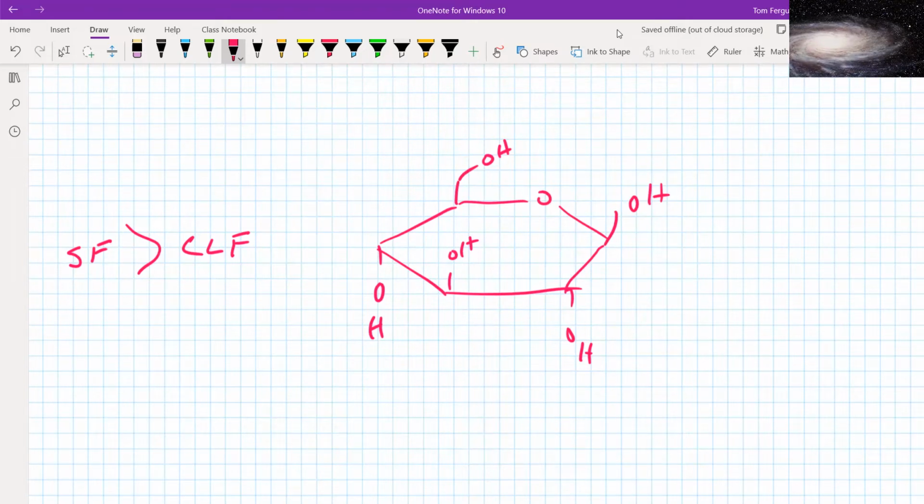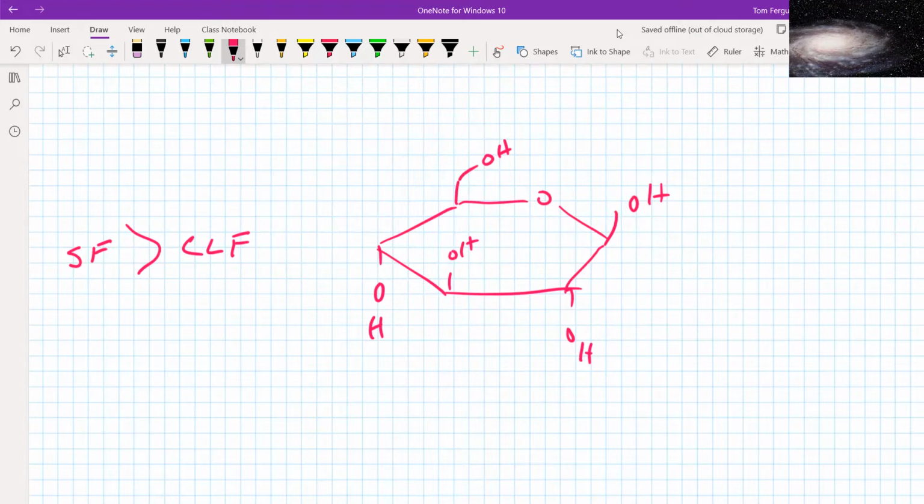What does water have on it? Does it have an OH on it? Yeah. So OH, OH, like to like. One of the reasons carbohydrates dissolve in water so much is that the hydroxyl groups, the OH groups, like water so much.